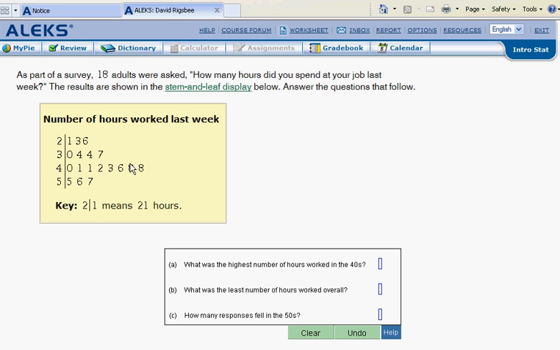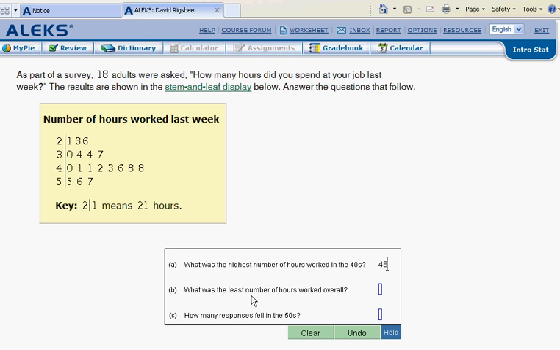Now they're going to ask us a few questions. So we look here in the first question. What was the highest number of hours worked in the 40s? Well, obviously that's real quick. You can look there and you can see the 40s are all here, and the highest in there is 48. So 48 would be the largest number of hours worked in the 40s.